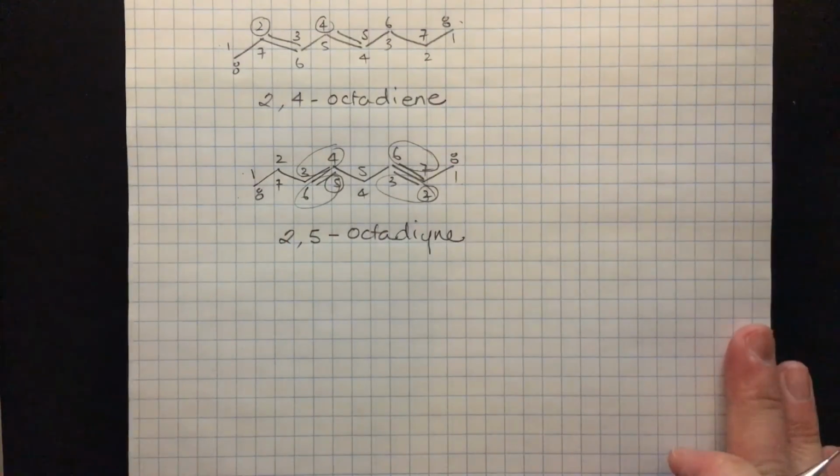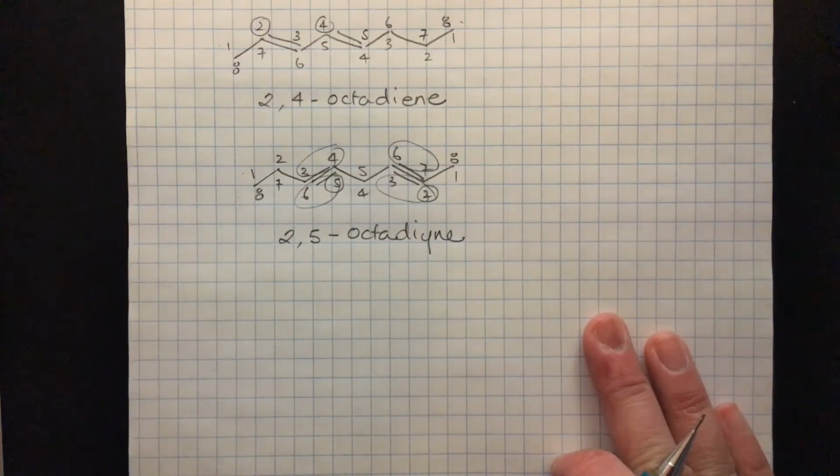And so in this case over here, you're beginning to see that there's a lot of sort of repeats of the different types of rules in the way that we go about naming our molecules.